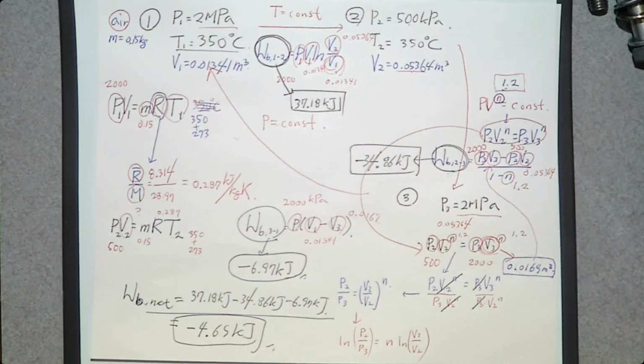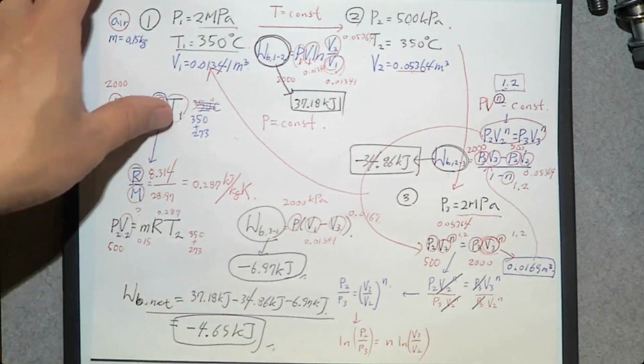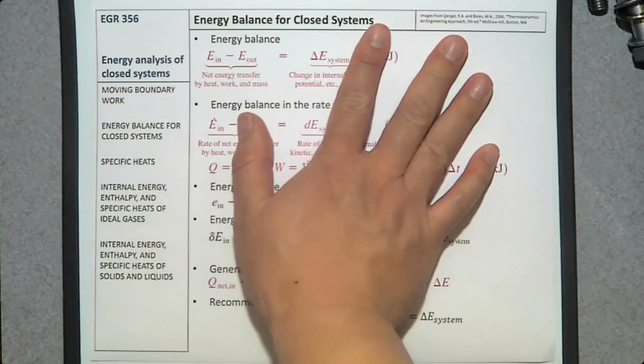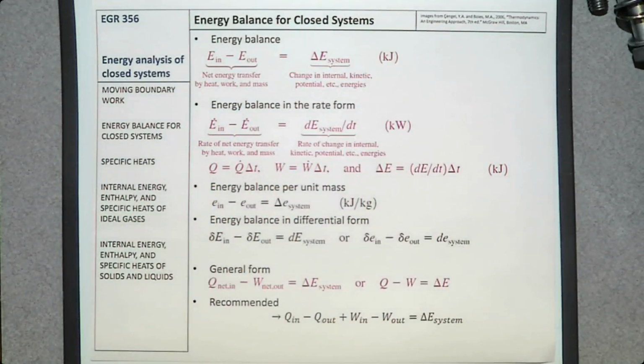Let's go to the next. So that's everything about moving boundary work. What's the next? The last part of chapter 3, energy balance equation. I think we already discussed the energy balance equation for a closed system. So let me give you a summary.